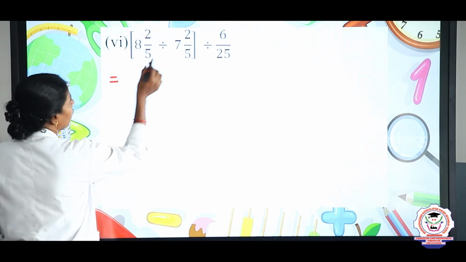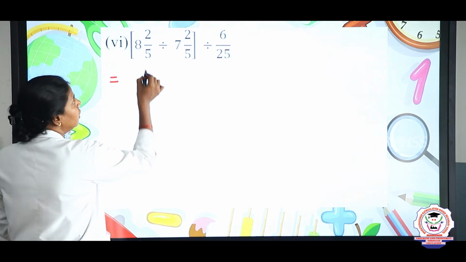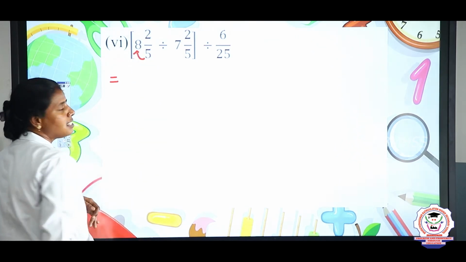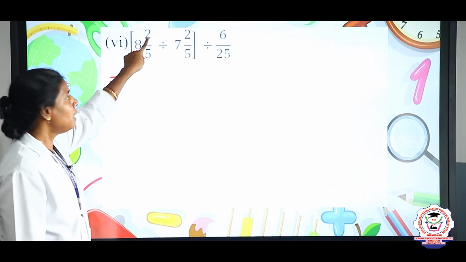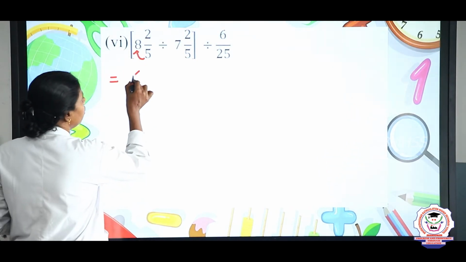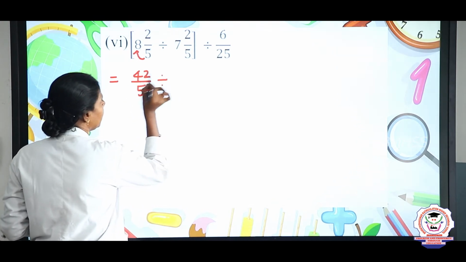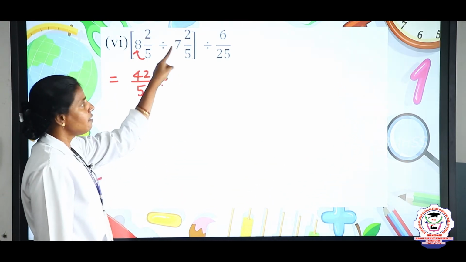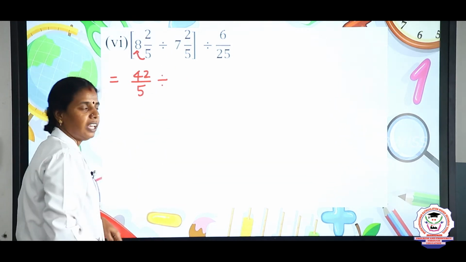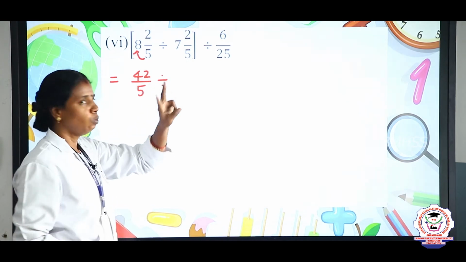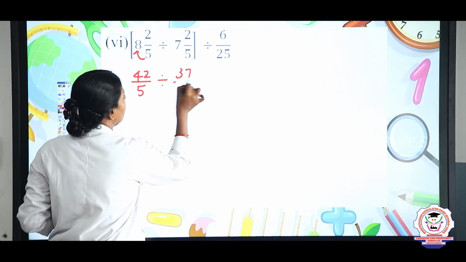See, first we are going to convert both the mixed fractions into improper fractions. What are 5 eights? 5 eights are 40. 40 plus 2, 42 by 5 divided by, and 5 sevens are, what are 5 sevens? 5 sevens are 35. 35 plus 2, 37. So, 37 by 5.